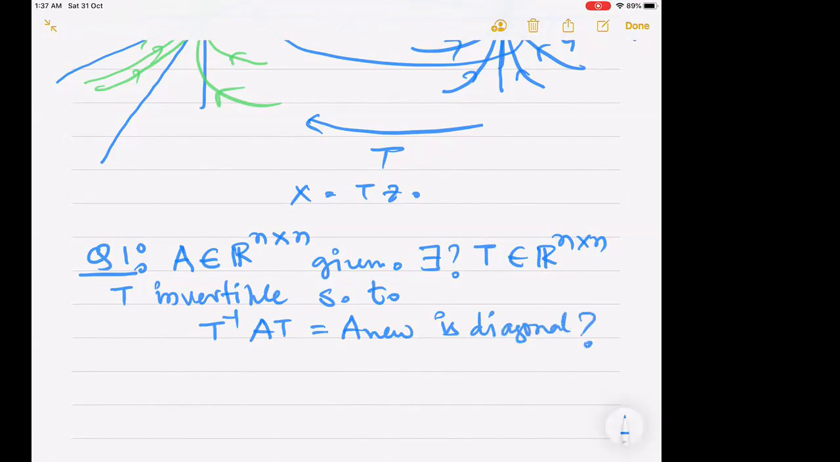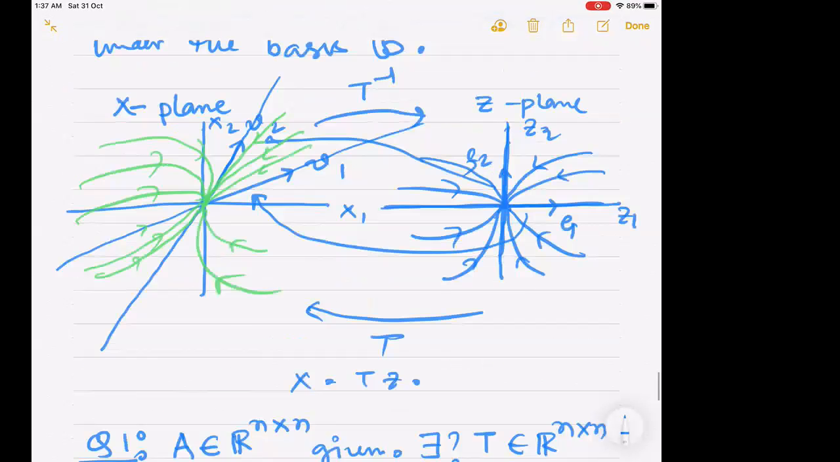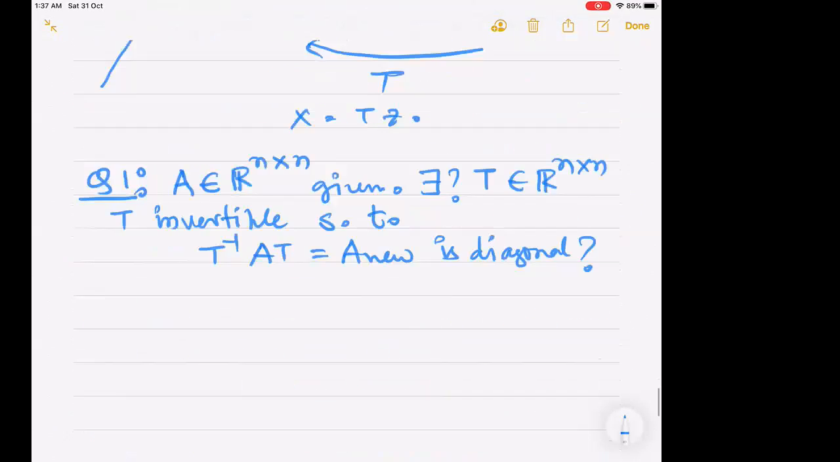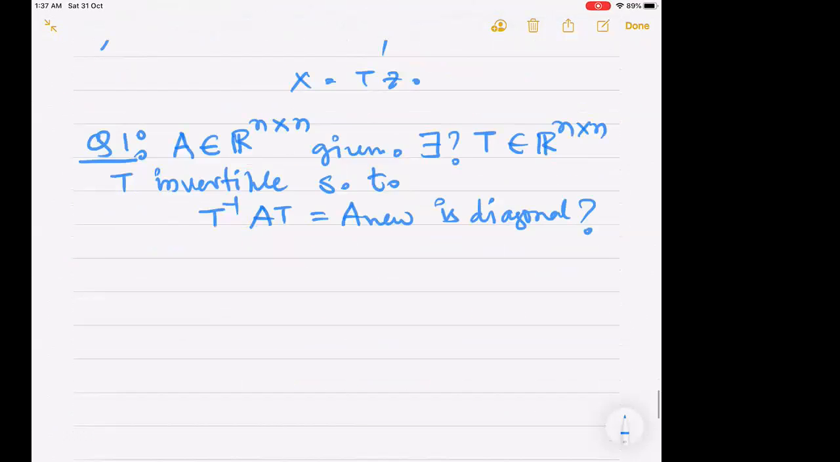This is the question. Does there exist an invertible matrix T such that T inverse AT is diagonal? That is precisely what is happening. That is what diagonalizing this differential equation really means. Decoupling the differential equation really means this. Notice that this question Q1 is in fact equivalent to asking this question Q2. So what is this T inverse AT?